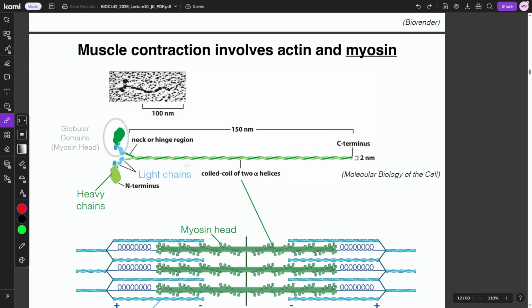So they're two different alpha helices, right? Two different protein products that have an N-terminal heavy chain and a C-terminal alpha helix. And so when you wrap them around each other, you get these myosin heads. And these myosin heads are the ones that, when they move, cause contraction alongside actin.